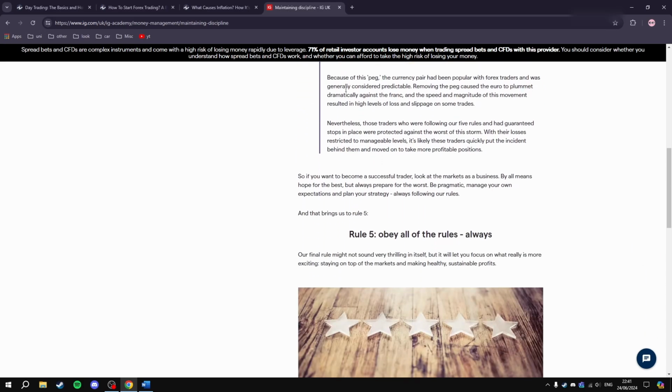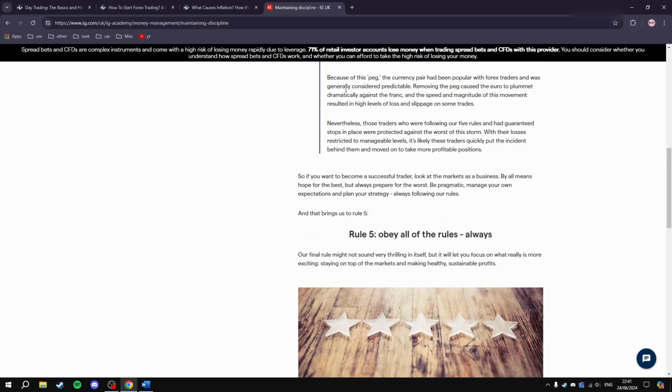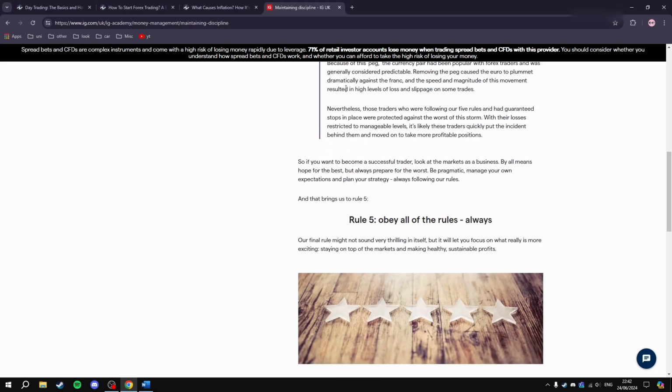Because of this peg, the currency pair had been popular with Forex traders and was generally considered predictable. Removing the peg caused the euro to plummet dramatically against the franc, and the speed and magnitude of this movement resulted in high levels of loss and slippage on some trades.